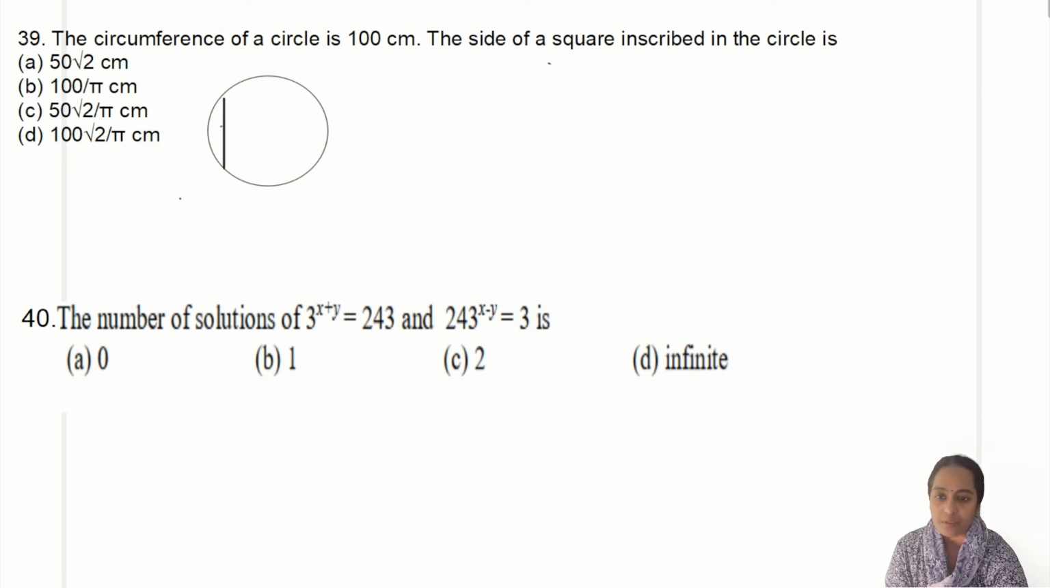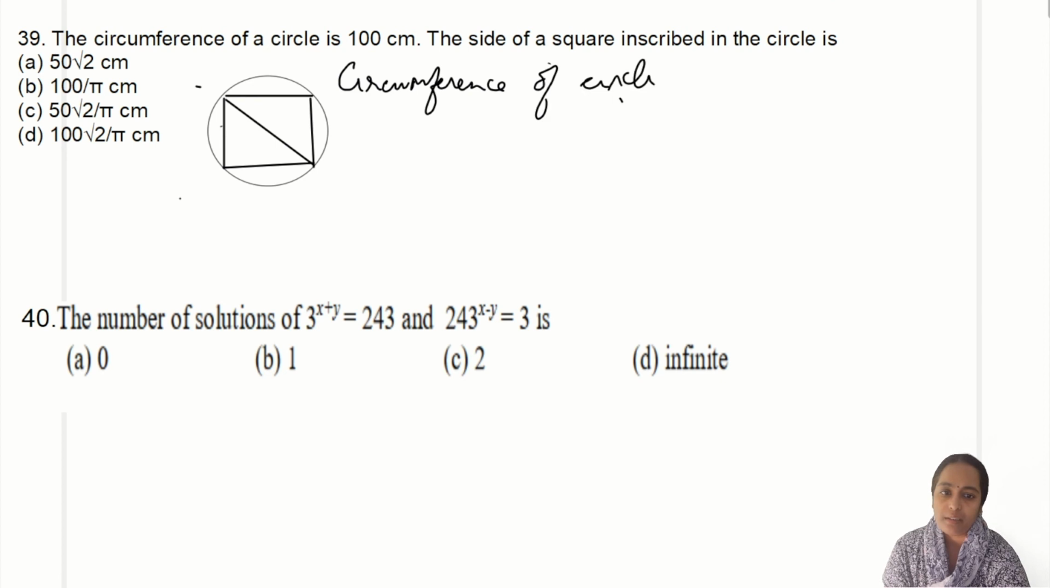I'm going to put a square inside the circle. Circumference of a circle is 100 centimeters. So let me draw the diagonal. Okay, so circumference of a circle is 2 pi r, children. Circumference of circle is 100. So which means 2 pi r is 100.